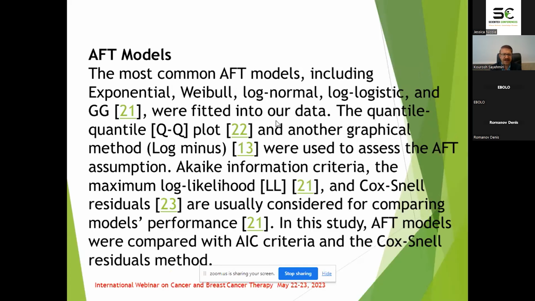After that, I use the AFT models, including exponential, Weibull, log normal, log logistic, and generalized gamma. I fitted these models to the data. To check the best models, I use QQ plots and another method like log minus log, Akaike criteria, Cox-Snell residual. I use several criteria to choose the best models.